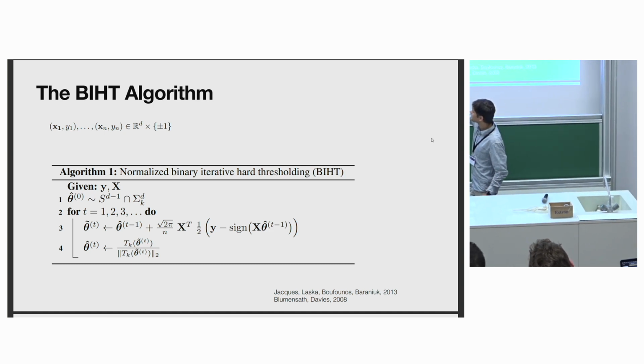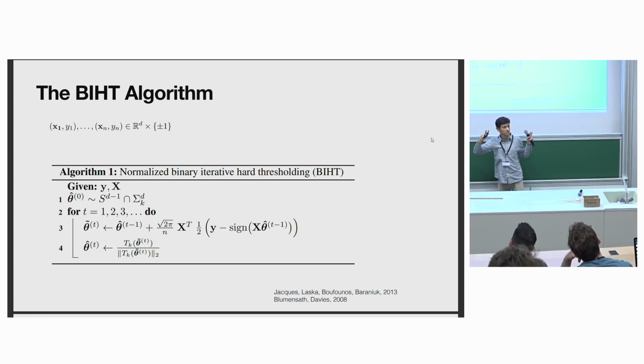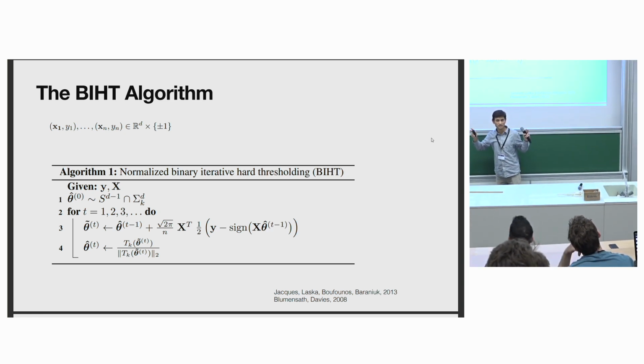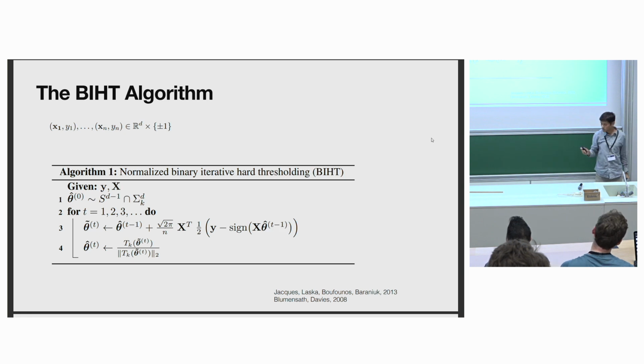And then this is simply a projection step. Since we mentioned that we are going to do a sparse recovery, or we are imposing this k-sparsity, we'll just do a top-k thresholding. We'll just take the top k coordinates and then normalize it. That's our algorithm. Okay.